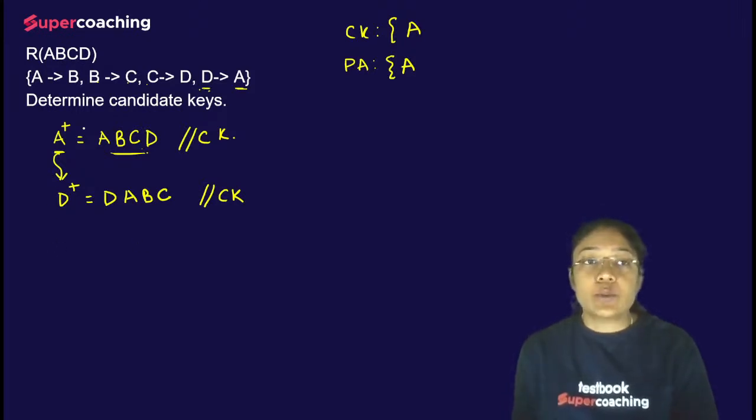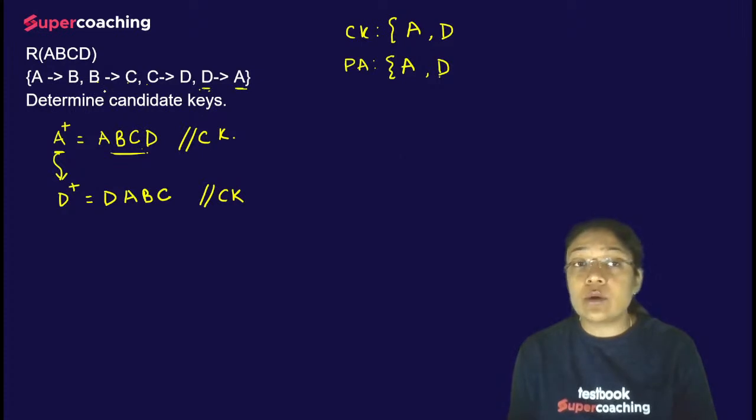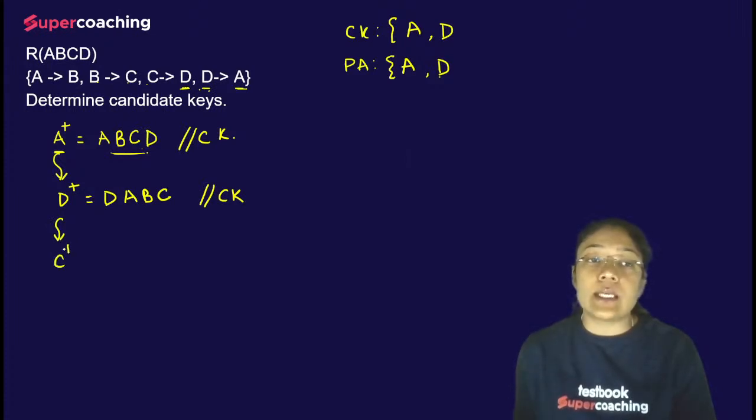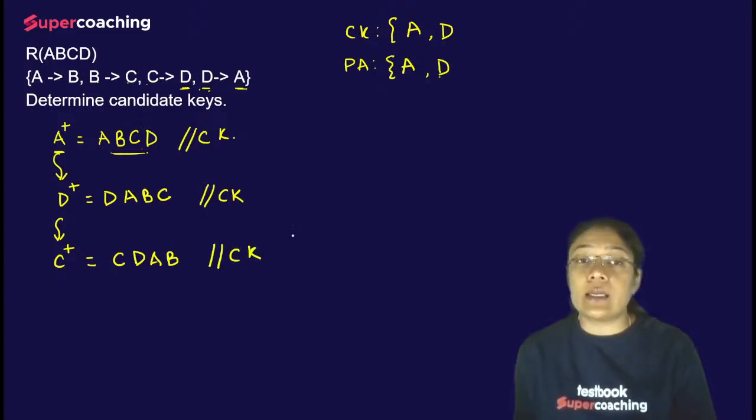Next, now D is also a candidate key, so it's a prime attribute. Check whether A or D or a combination of both is present on the right hand side of any dependency. Yes, D is present on the right hand side of C, so I can replace this D with C. C closure will be: C is determining itself, C is determining D, and D is determining all the other attributes of the relation. So C will also be a candidate key. So we are getting one more candidate key here. So the prime attribute is C as well.